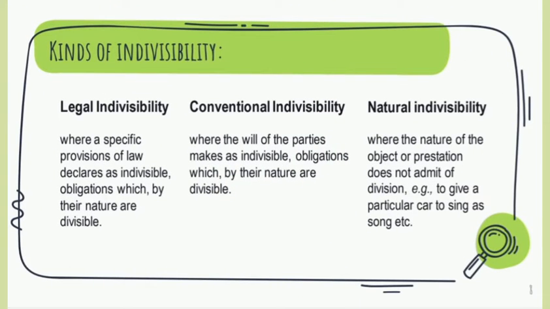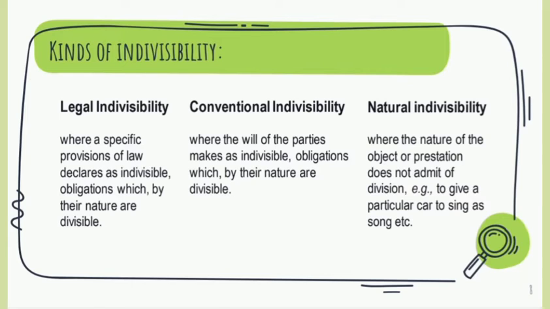So there are three kinds of indivisibility. So the first one is legal indivisibility, where specific provisions of law declare as indivisible obligations which by their nature are divisible. So for example na lang nito is taxes. So sinasabi na under the law, taxes should be paid on a certain period of time. Of course, yung pinagbabayad natin sa taxes na ito is money, which is an example of divisible object.